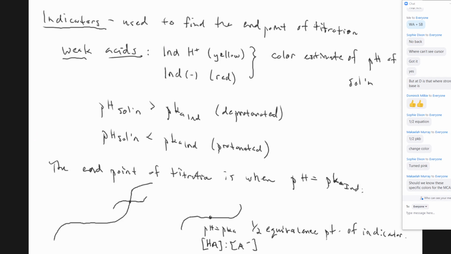Any questions on this? So this is how we determine when a buffer titration ends.